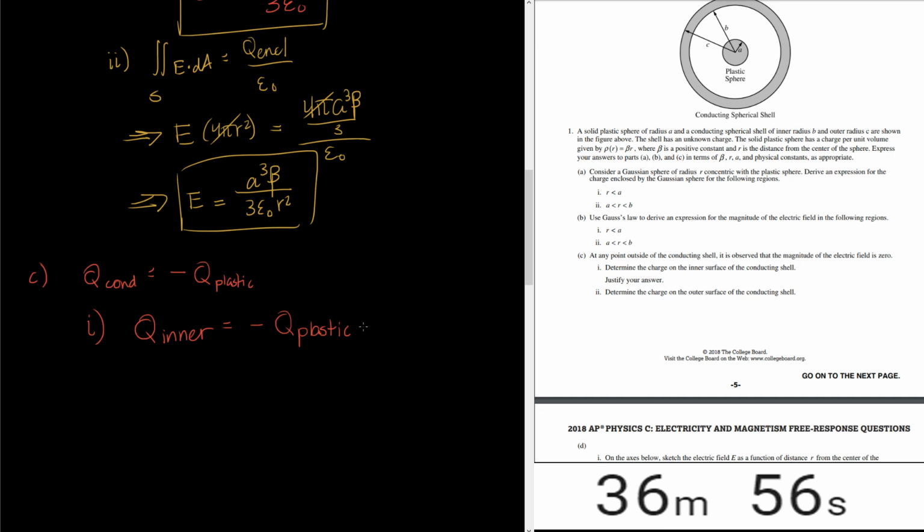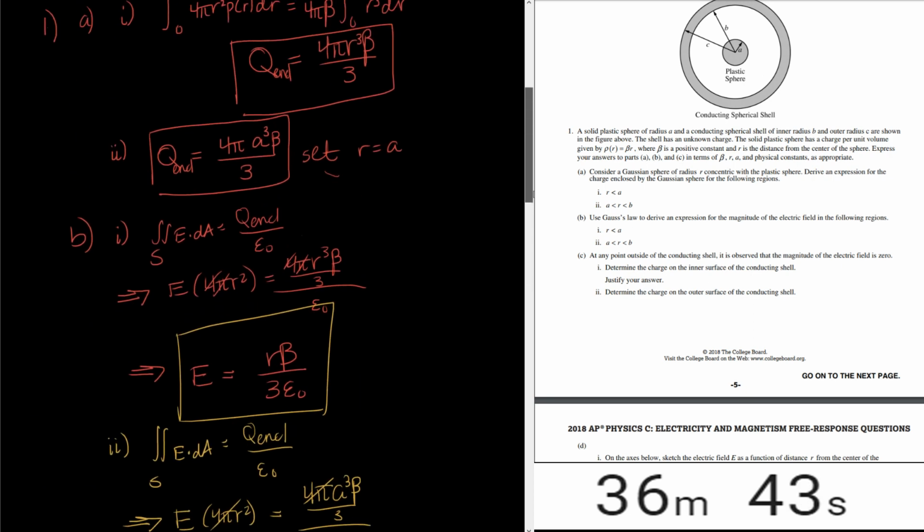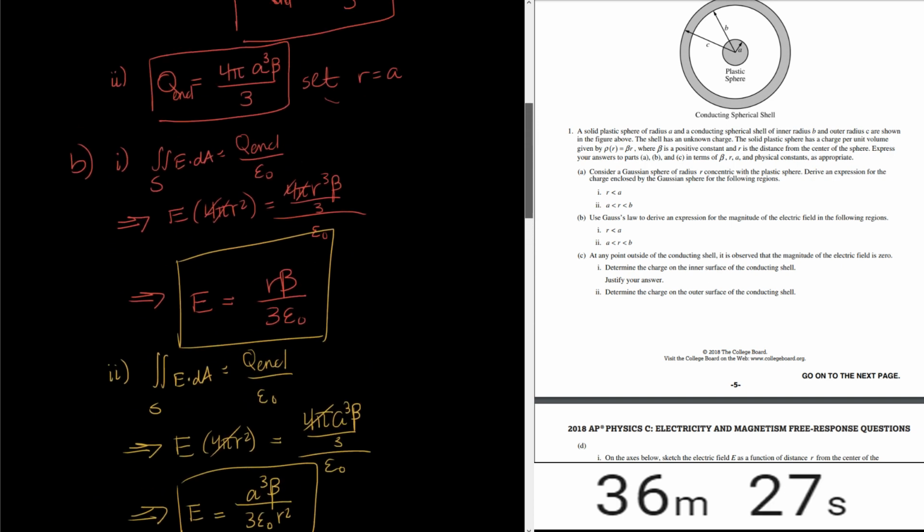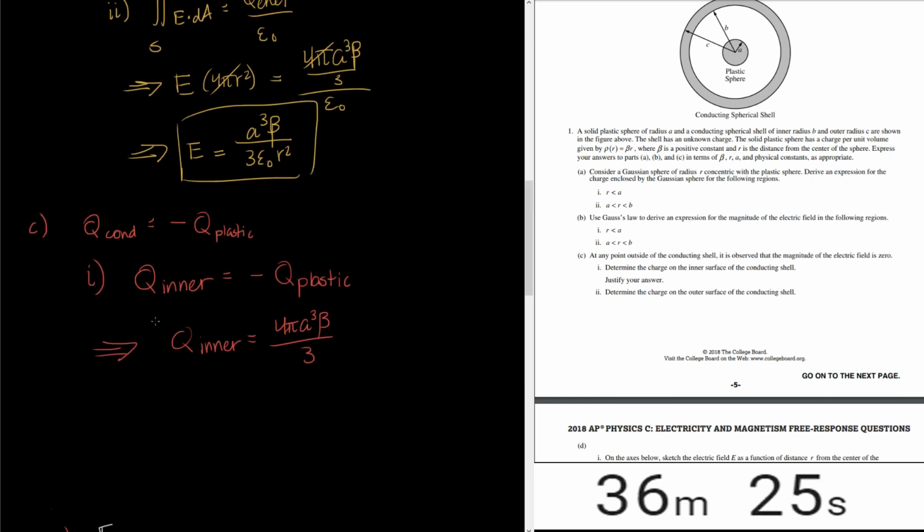And what is the charge on the plastic? The charge on the plastic is the charge that we derived in A2. So the total charge on the inner surface here is going to be negative 4 pi a cubed beta over 3. 4 pi beta a cubed over 3, right? Yeah, that looks good.